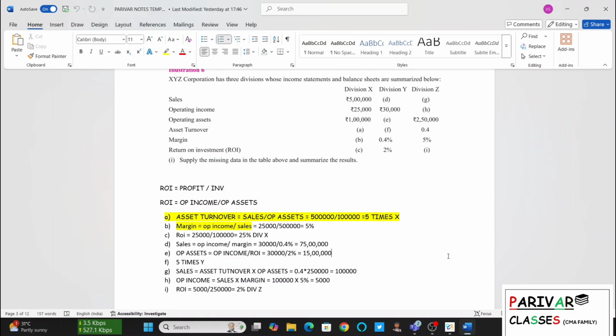But in the textbook, when he compared division X and division Z, he took an awkward assumption. He says in ROI we take operating income divided by operating assets, or profit divided by investment. We have to think in terms of profit. He thinks in terms of investment. He says division Z has 2,50,000 assets, that is why the denominator is high, and that is why they get less ROI. Does anybody think like that? It has higher investment, that is why it has a lower ROI.